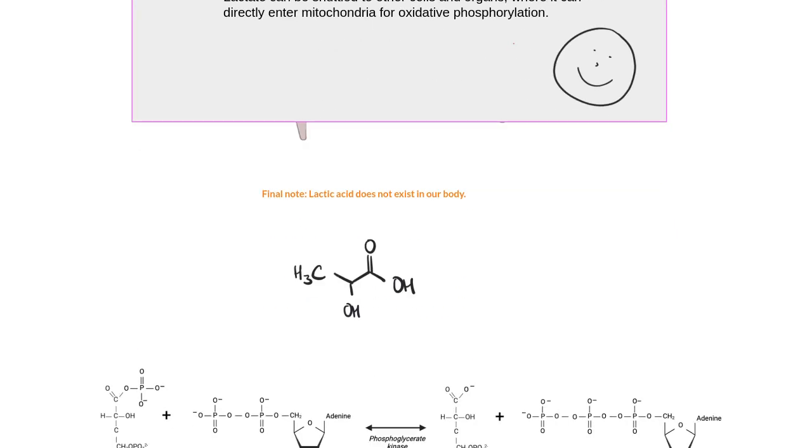To wrap up, I want to explain why lactic acid does not exist in our body. Again, people are not microbes. We do not ferment. Here's a diagram of the molecule lactic acid. It can be called also 2-hydroxy. Let me label my carbons here. 1, 2, 3. So it can be called 2-hydroxypropanoic acid for its hydroxy group on carbon 2. And of course, it has this carboxylic acid functional group that can donate a hydrogen ion, making this an acid.